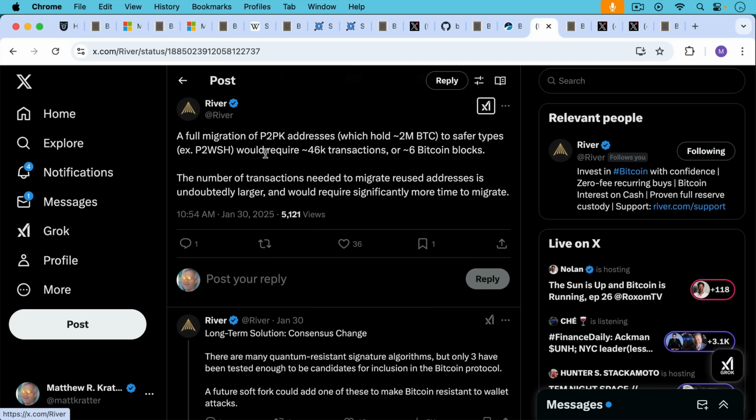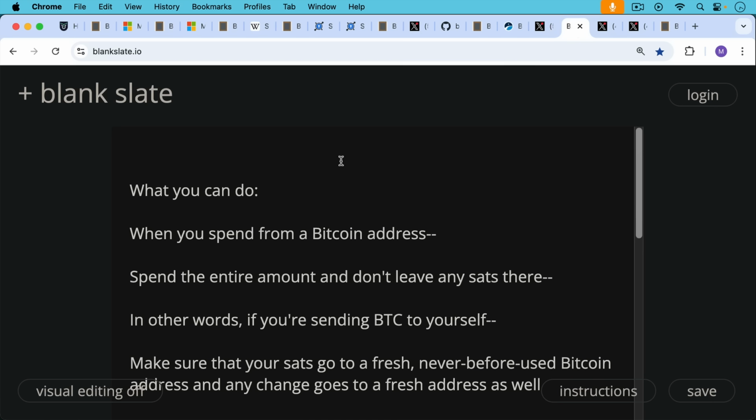Of course, the number of transactions needed to migrate reused addresses is undoubtedly larger. We're going to talk about that in a second. So what can you do?